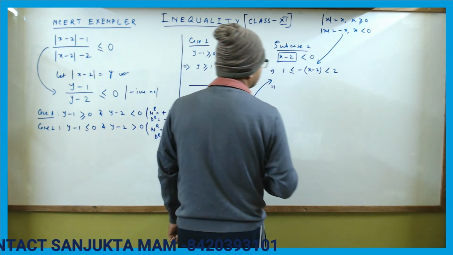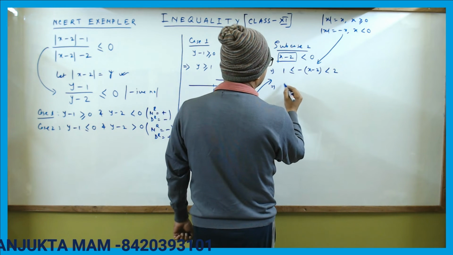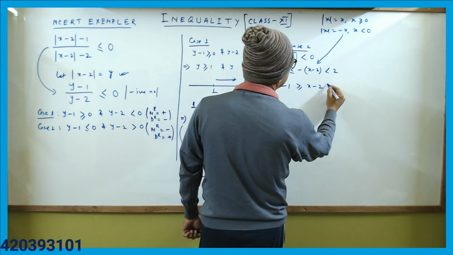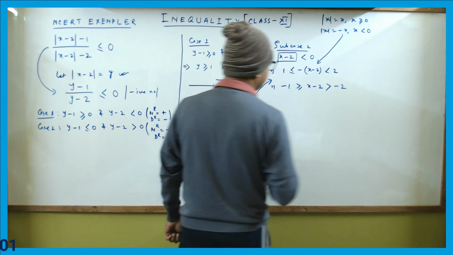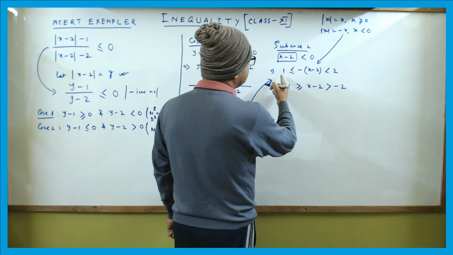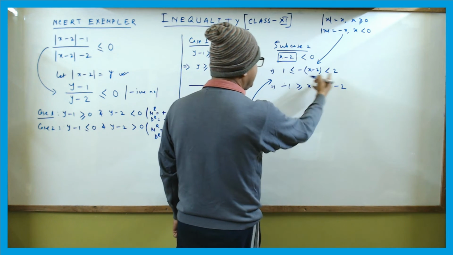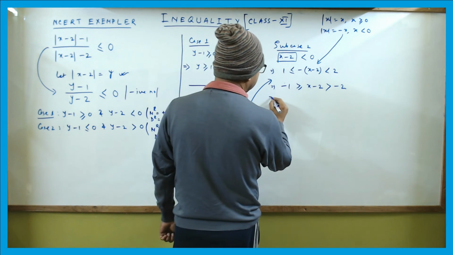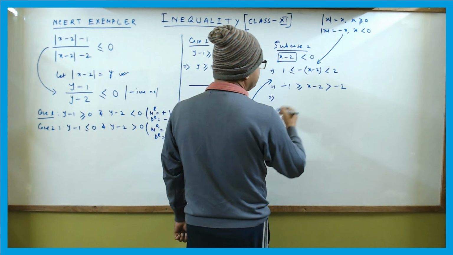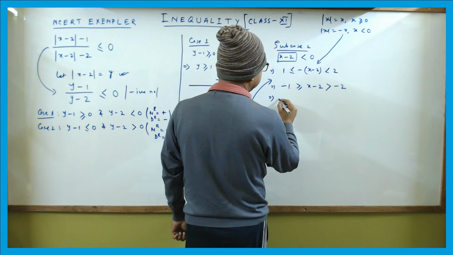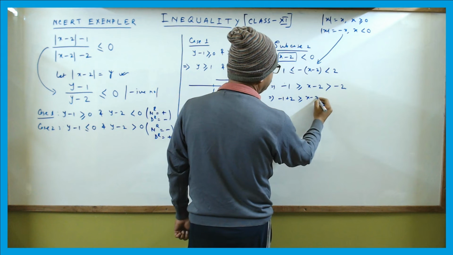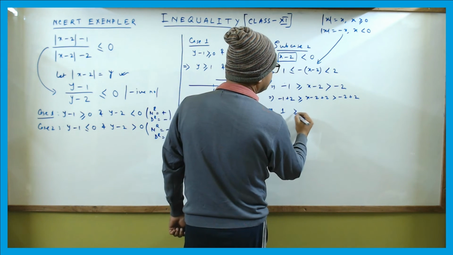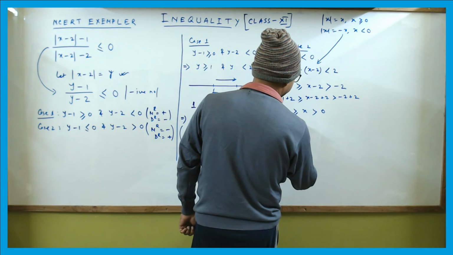So here we can say that minus 1 greater equal to x minus 2 greater than minus 2, because we multiply all three items with a negative sign, so the inequation sign changes here. Now if we add plus 2, that is, minus 1 plus 2 greater equal to x minus 2 plus 2 greater than minus 2 plus 2, so we get 1 greater equal to x greater than 0.